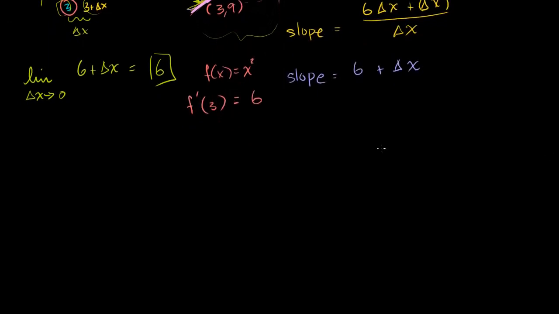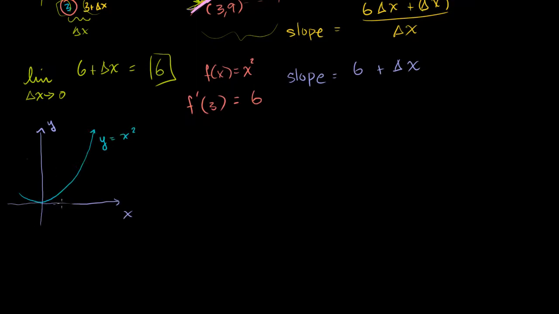So let me redraw my function here. Never hurts to have a nice drawing. So that is my y-axis. That is my x-axis right there. Let me draw my curve. It looks something like that. You've seen that multiple times. This is y is equal to x squared. So let's be very general right now.